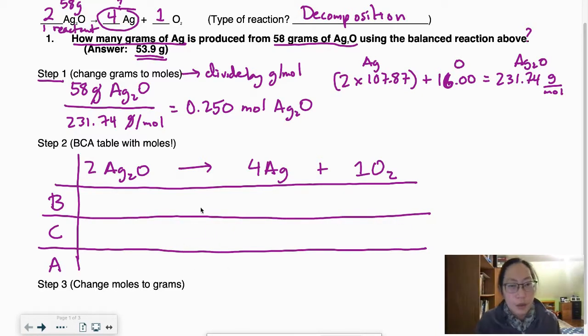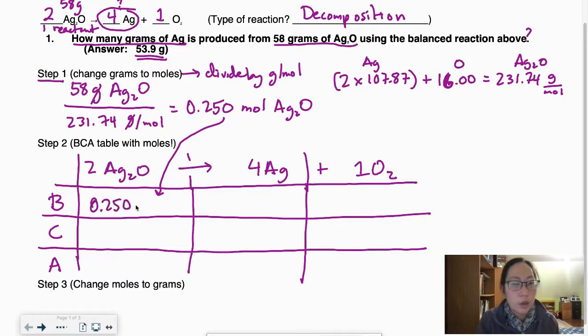Okay, so here's my Ag2O. Where do I put this? Well, I'm going to put it where my Ag2O is. Let me separate my other substances here. Okay, so my 0.250 moles of Ag2O is going to go where my Ag2O is. It's going to go in here. So I have 0.250 moles of Ag2O. We've got 0 of this right before the reaction happens.